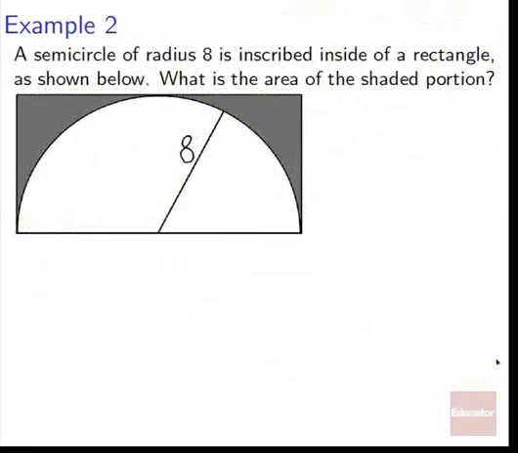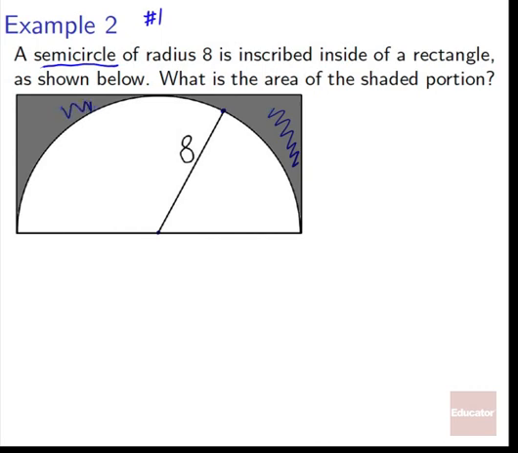Great. Example 2. First thing we want to do, we want to understand what is going on. So very first thing, we've got a semicircle of radius 8 inscribed inside of a rectangle. So we might go, what's a semicircle? Oh, well, we look at the picture. Yeah, a semicircle is half of a circle, right? Semi, half a circle. Makes sense. So it's radius 8, from center to edge is 8. Great. It's inside of a rectangle, so it's inscribed. We see exactly what it looks like. What is the area of the shaded portion?